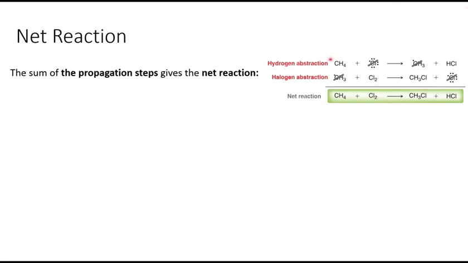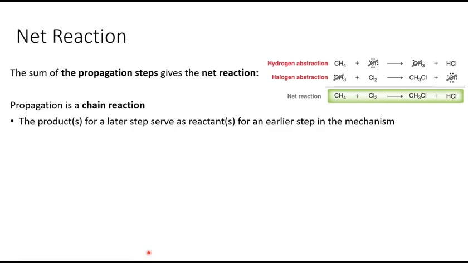The net reaction. The sum of the propagation steps gives the net reaction. For example, taking the hydrogen abstraction and the halogen abstraction, we end up with this net reaction here, the chlorination of methane. Propagation is a chain reaction. The products for a later step serve as a reactant for an earlier step in the mechanism.